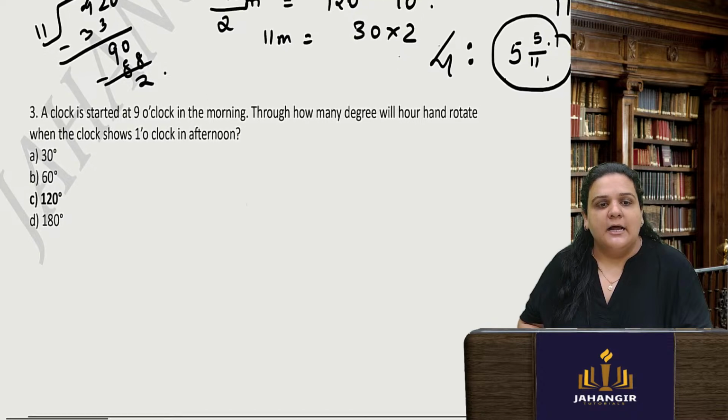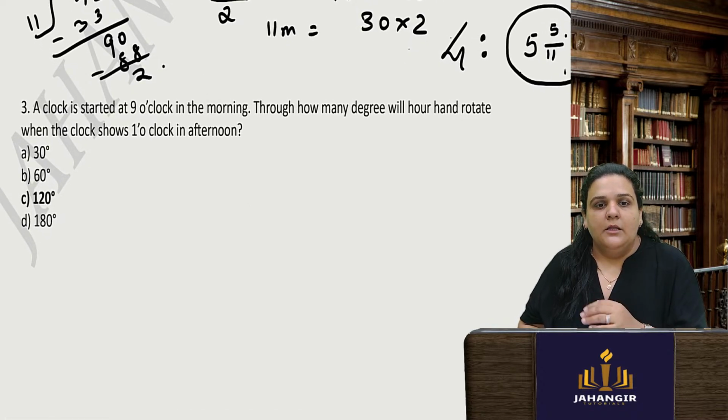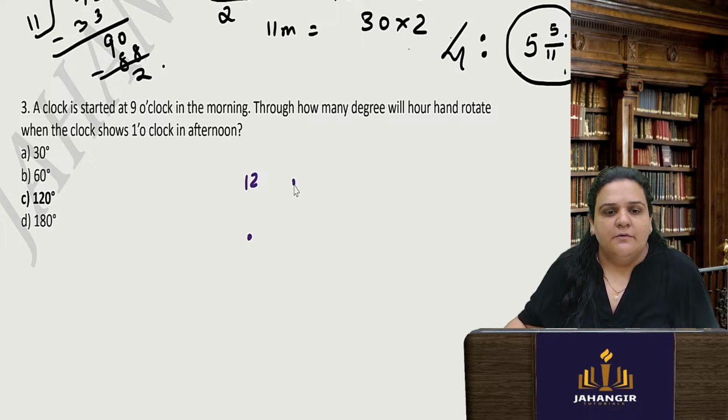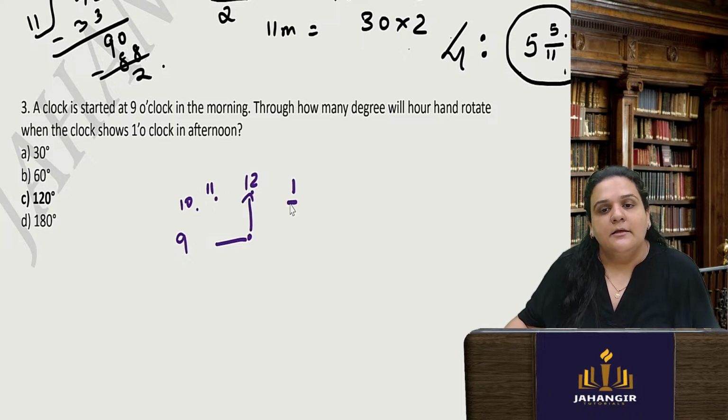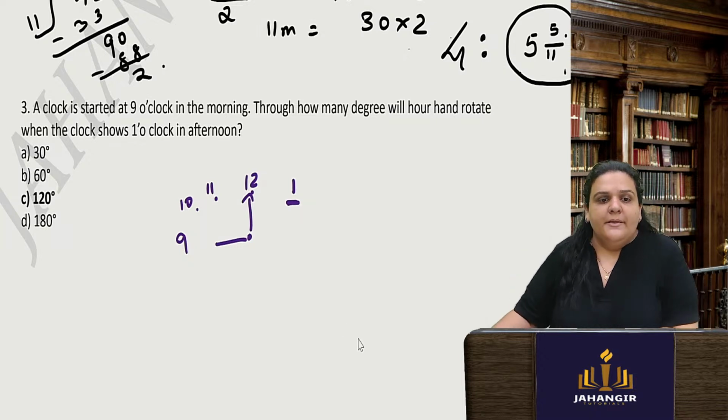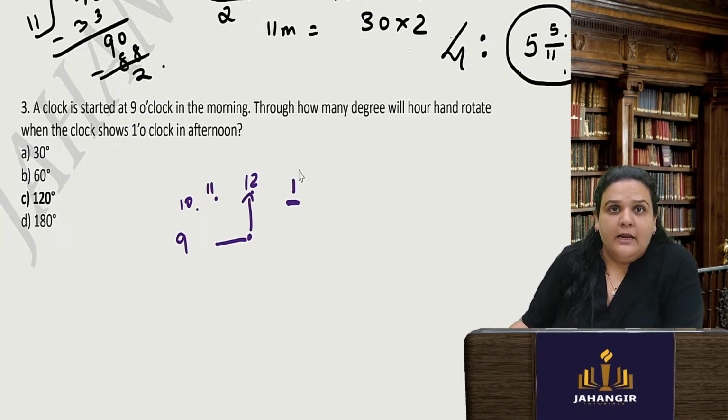A clock has started at 9 o'clock in the morning. Through how many degrees will the hand rotate when the clock shows 1 o'clock? Okay, so here we have 12, here we have 1, here we have 9, 10, 11. So it started from here, from 9. Then it moved to 10, 11, 12 and then it came to 1. Okay, so basically from 9 to 1, how many hours are there?